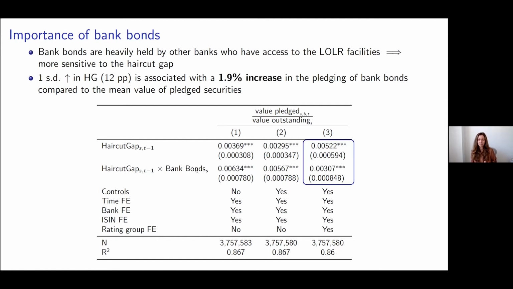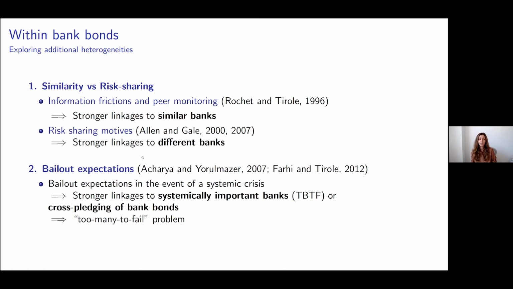Now, given that the bank bonds are so important, let me zoom into the category of bank bonds more, and let's unpack this a little bit further. So I'm going to go within the bank bonds, and I'm going to explore additional heterogeneities. Now, the big question is, what type of heterogeneities do I have in mind? So guided by the theoretical literature, I'm going to look into two margins.